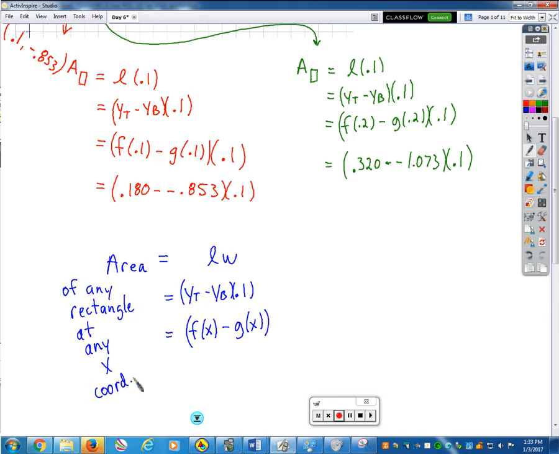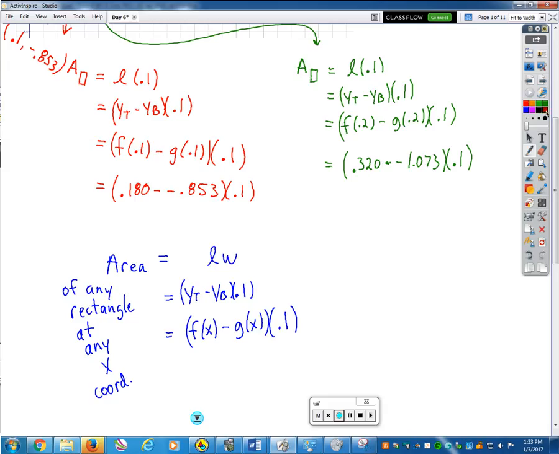The area of any rectangle at any x coordinate, we take that, multiply by the width of the rectangle, that will give us the area of any rectangle. All you have to do is choose the x coordinate you are interested in. Give me one or two if this makes perfect sense. If it doesn't, please show me two fingers. Does this make perfect sense to you? This will find the area of any rectangle. Two points in the room. Cool.